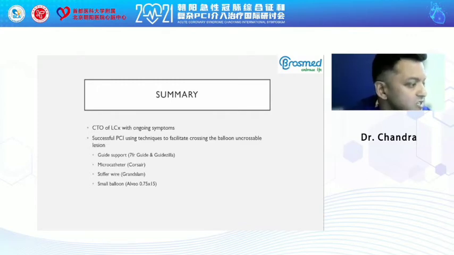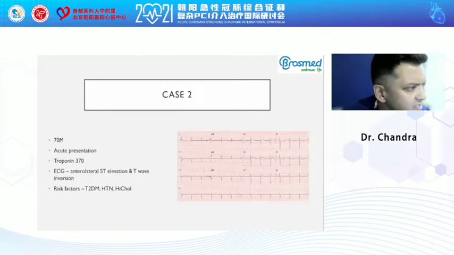The second case is a similar sort of story, a 70-year-old man who presented again acutely. This is more, I guess, of a non-ST elevation myocardial infarction with T-wave inversion and a raised troponin. He did have important risk factors, including type 2 diabetes, hypertension, and hypercholesterolemia.